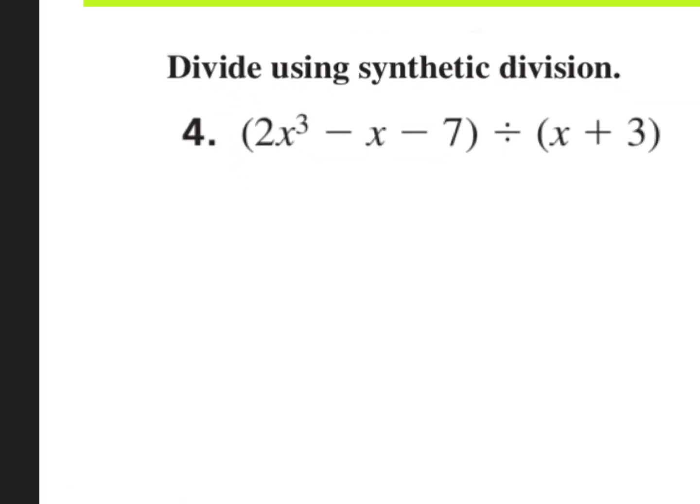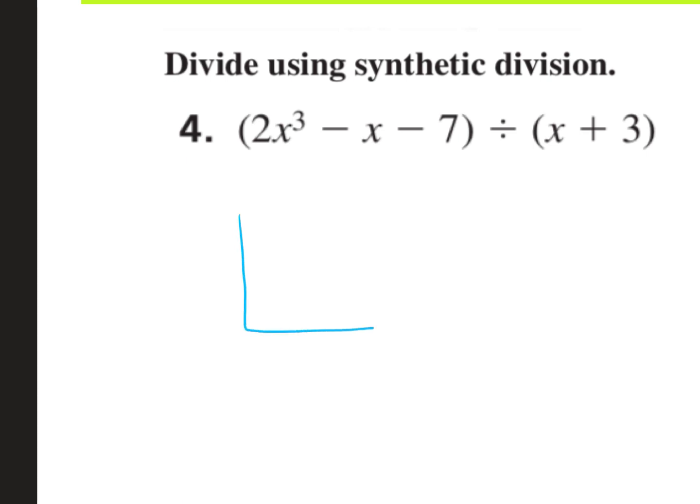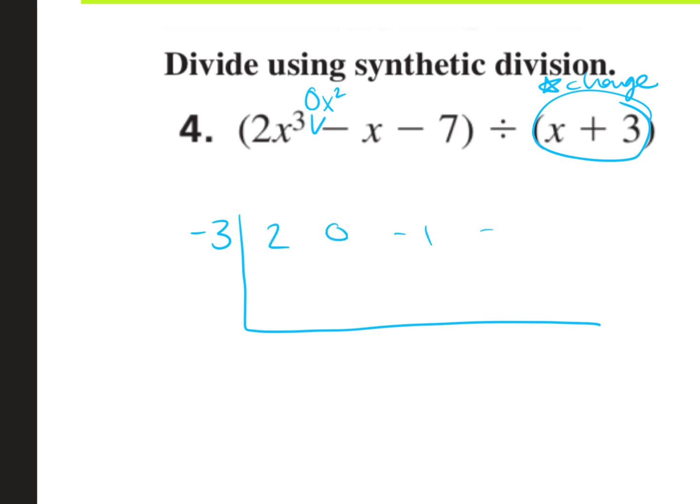So divide using synthetic division. What's going to go outside the box? Negative 3. Don't forget, we changed the sign. So negative 3 outside. What's going to go inside the box? Oh, wait, I'm looking at the wrong column. 2, 1 is negative 7. Be careful. Are we missing anything? Oh, we're missing the zero. We're missing the x squared, so I have to put a 0 in the x squared spot. So what's going to go inside the box? 2, 0, negative 1, negative 7.